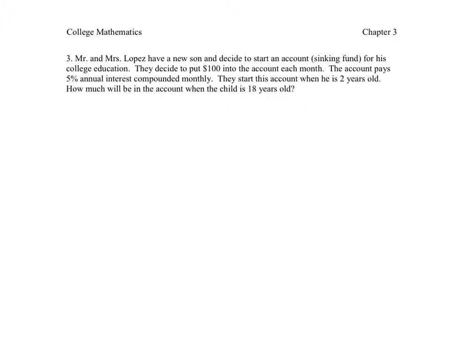Obviously, you can see where this would be a really helpful thing to know and to understand how your money can work for you if you allow that compound interest to do its job over an extended period of time. Now, we still need our formula, FV equals PMT times 1 plus R over M raised to the MT power minus 1 over R over M.